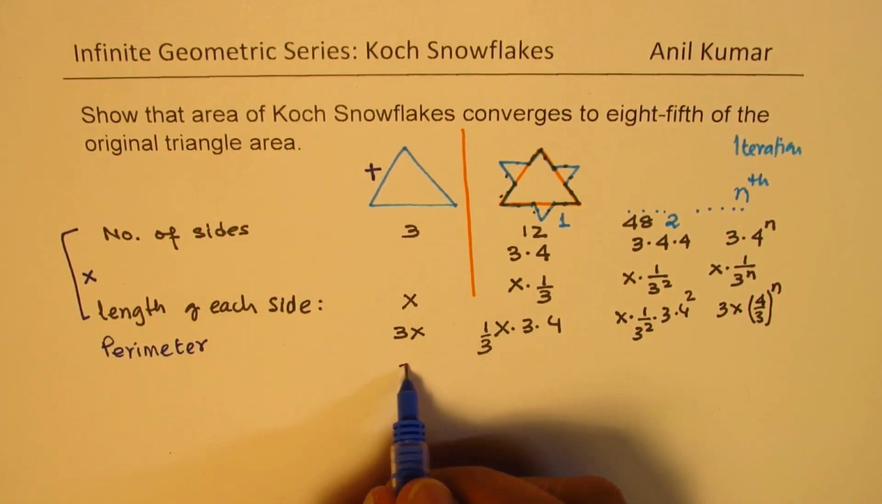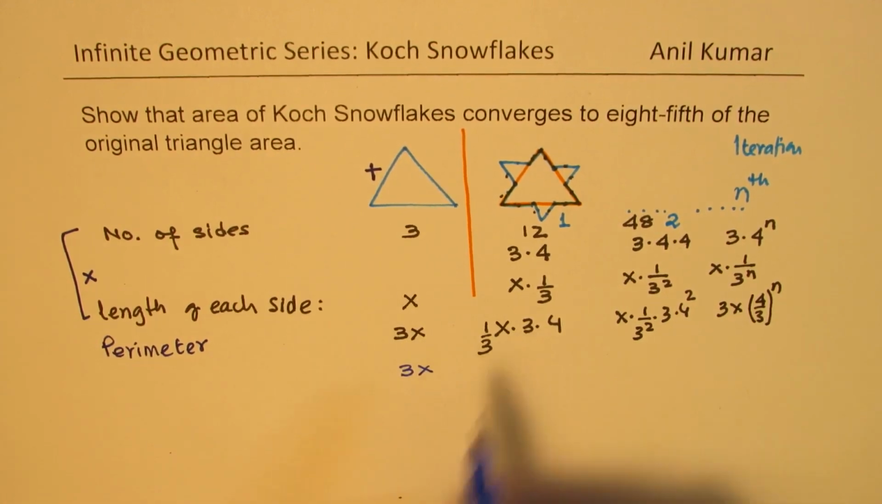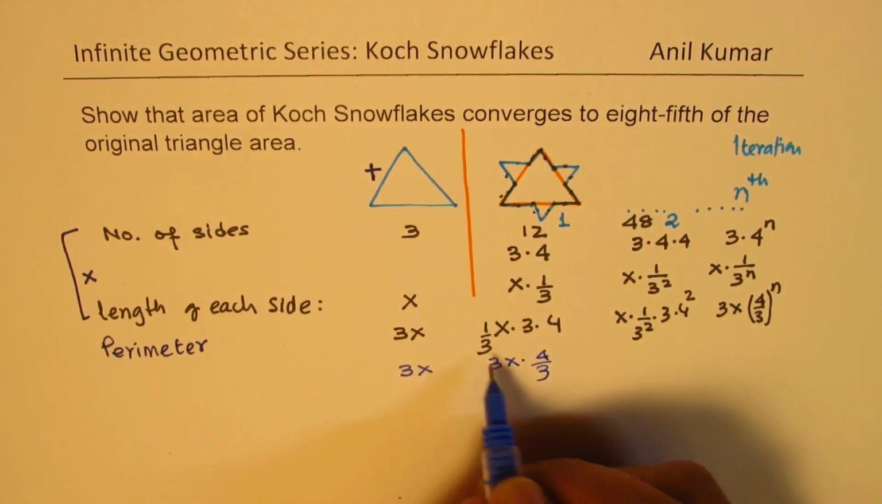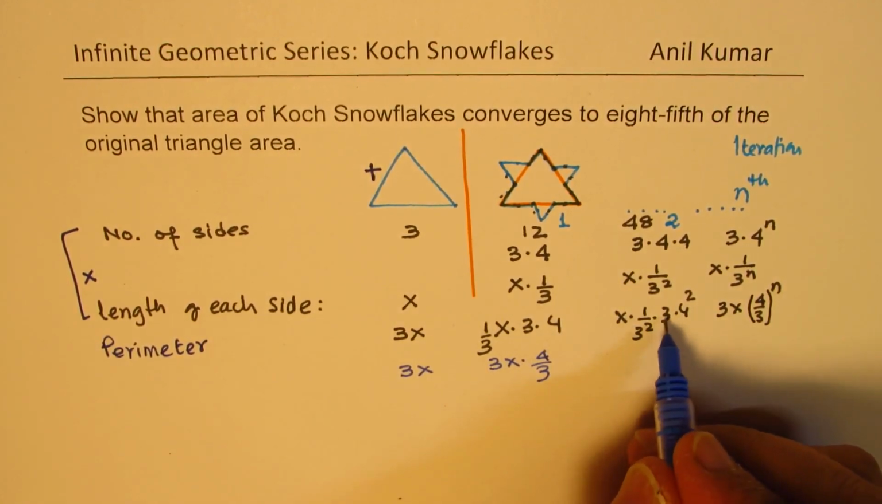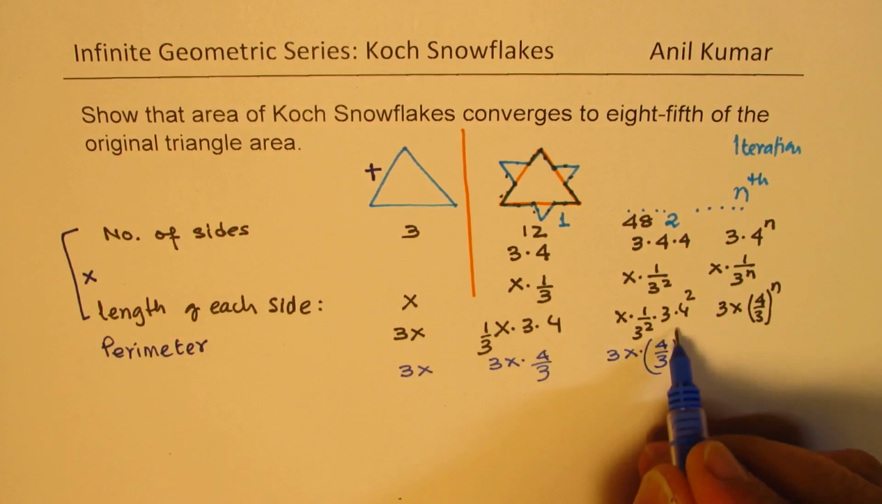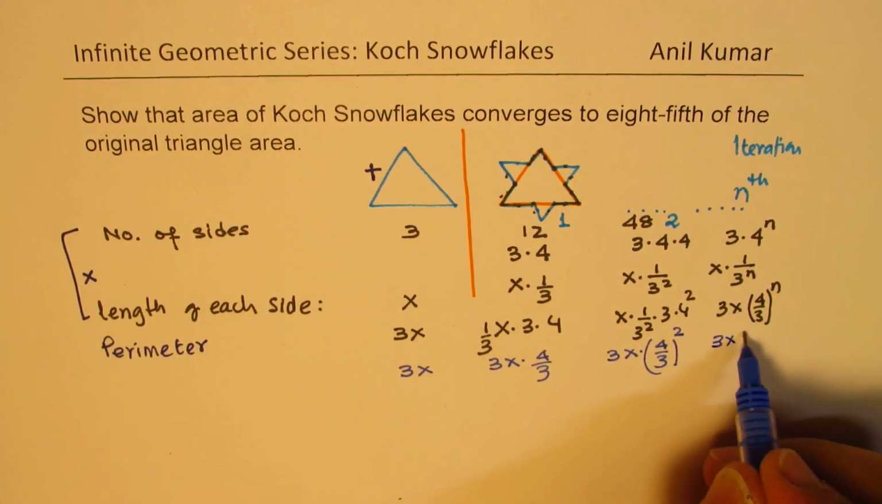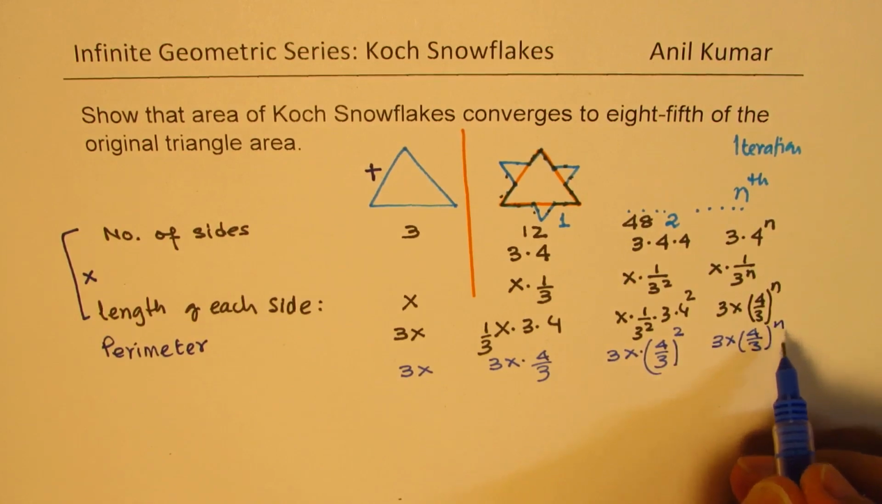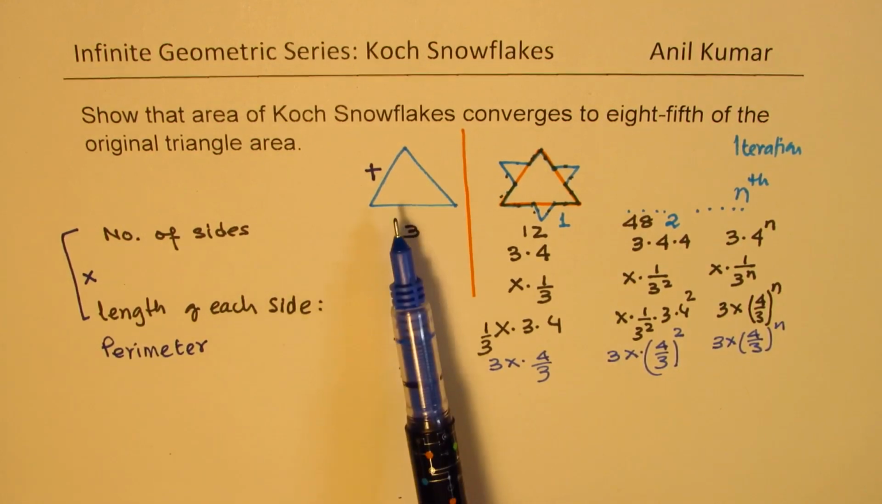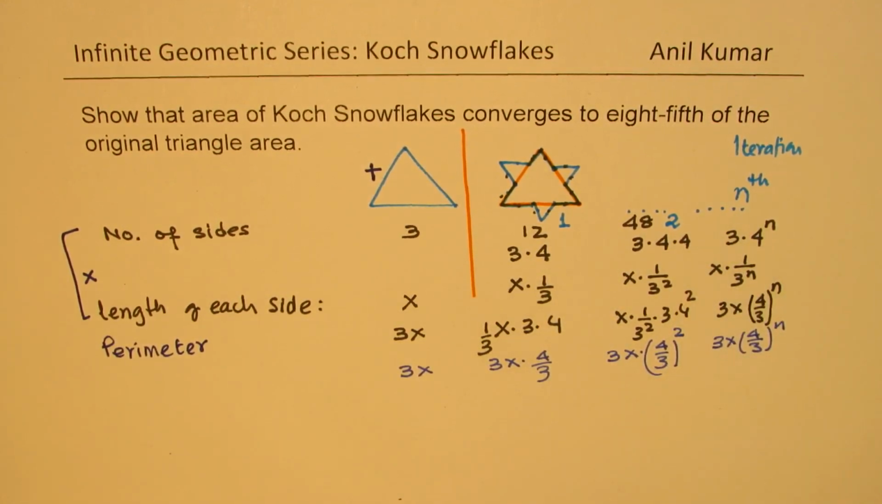So let me show you what exactly we are getting into, because it could be very confusing at times. So here it is 3 times x, the perimeter. In this case, we'll rearrange. We say 3 times x times 4/3, right? Here we're bringing this 3x times 4/3 whole square, and the general term 3x times 4/3 to the power of n. This is after the nth iteration. So starting with a triangle, that becomes the n plus 1th term. Perfect. So the perimeter gets multiplied by a factor of 4/3.